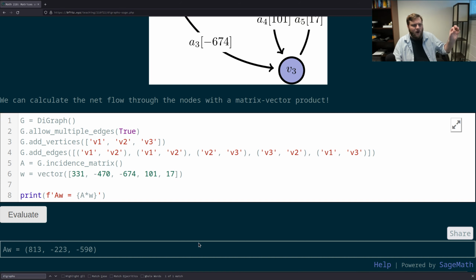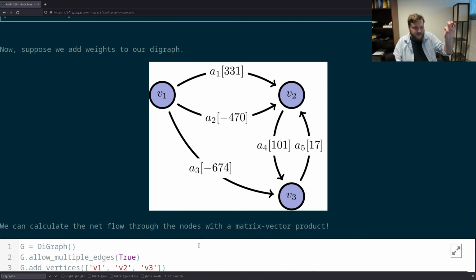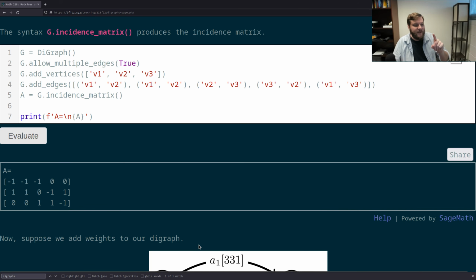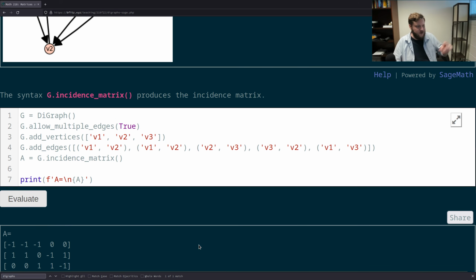Be careful, Sage imposes an ordering of the arrows, which means it imposes an ordering on the columns. So if you're working with a directed graph and you're trying to use this, just make sure that the incidence matrix is exactly the same as yours. Otherwise, you might need to relabel your arrows to align with the way Sage did it. So that's all I got on directed graphs.